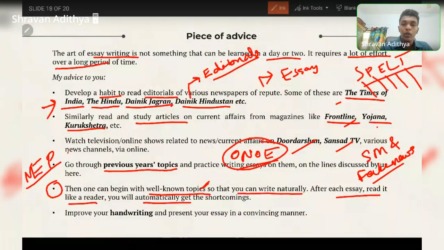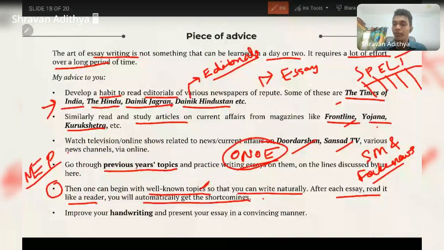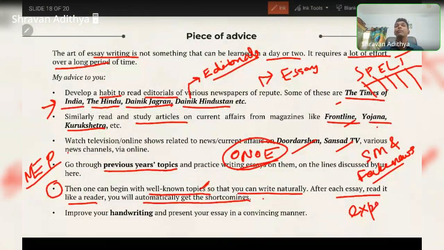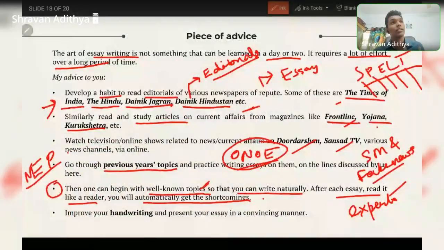After each essay, read it like a reader and you will automatically get the shortcomings. Once you have completed your essay, read it yourself. What is something you feel you missed? What is something you feel you could have done better? Incorporate that in the next essay. That's how you self-improve. You also have to self-reflect on everything you write. You can also go to experts for evaluation and get their feedback, but at the same time, self-evaluate your essays. Since you are reading different articles by now, you can compare the quality of those articles with the quality of your writing and see what you need to improve.